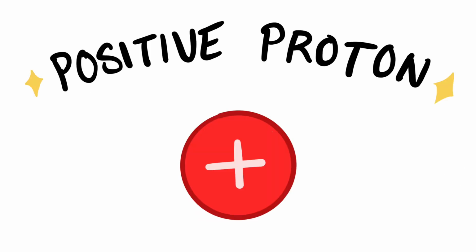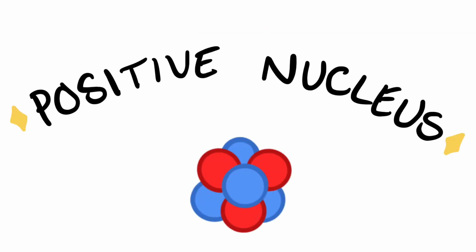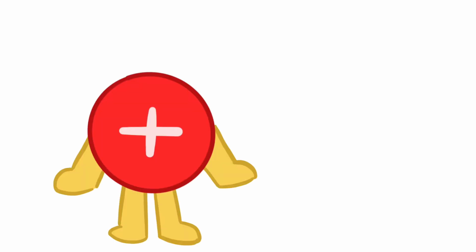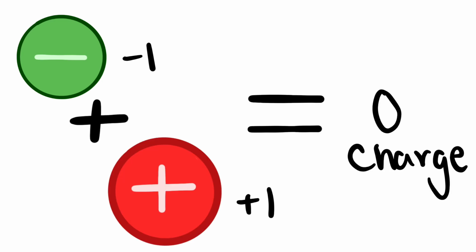Protons have a positive charge, neutrons don't have a charge. This makes the nucleus of an atom positively charged. Because an atom has a neutral charge at rest, every proton in an atom is accompanied by an electron. Electrons have one negative charge that balances out the proton's positive charge.